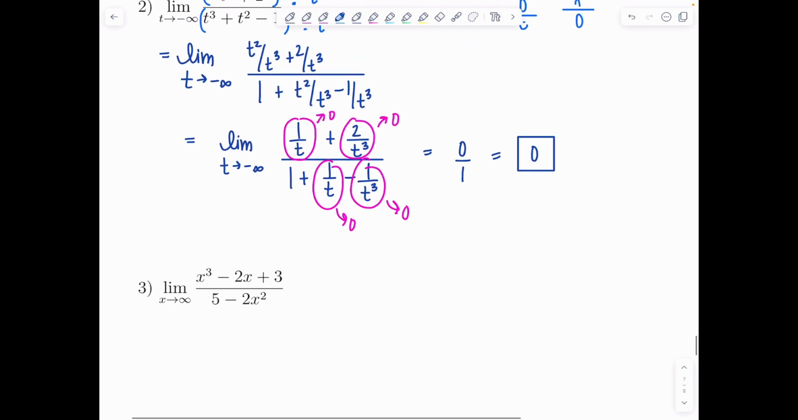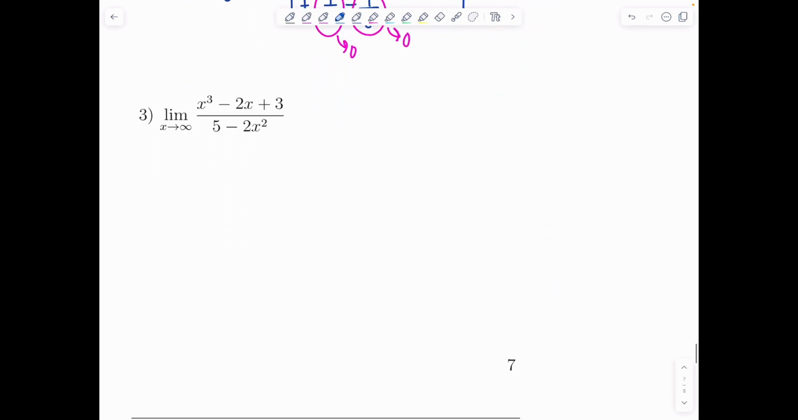Last one of this kind. We have the limit as x approaches positive infinity of x cubed minus 2x plus 3 over 5 minus 2x squared. Now notice here the limit's going to infinity, that's fine. But also keep in mind, we're only going to divide by the highest power of x from the denominator. So I don't care there's an x cubed up top. We're dividing by x squared, highest power from the bottom, okay?